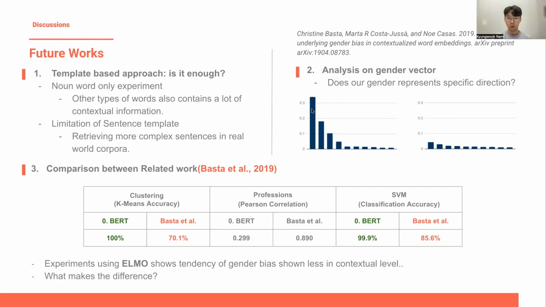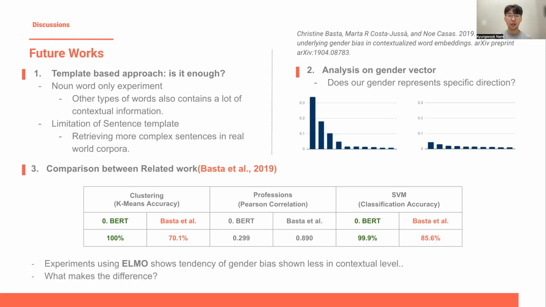Next, it will be meaningful to analyze the presence of strong bias in gender vectors. Following the paper from our related work, principal components were computed from gender vectors and random words. In their experiment, the first eigenvalue of gender vectors is significantly large, which denotes a single direction.